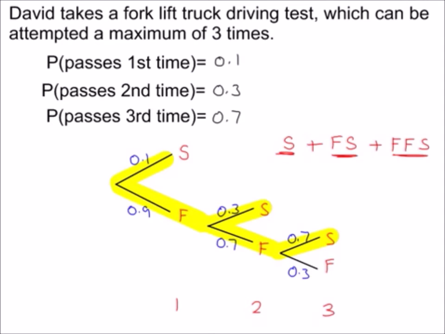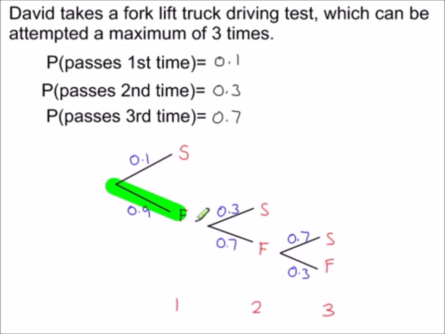An easier way would be to work out the probability that he fails every time. So work out the probability of failure, failure, failure, and then if you do 1 minus the probability of 3 failures, it will give you the probability of success, the probability that he's passed.